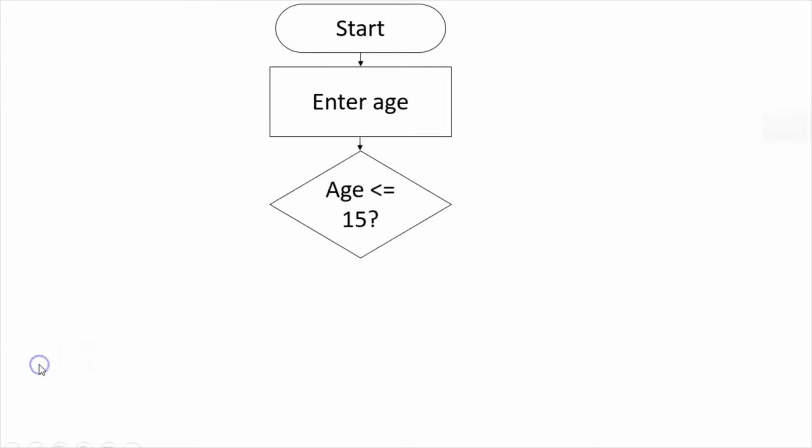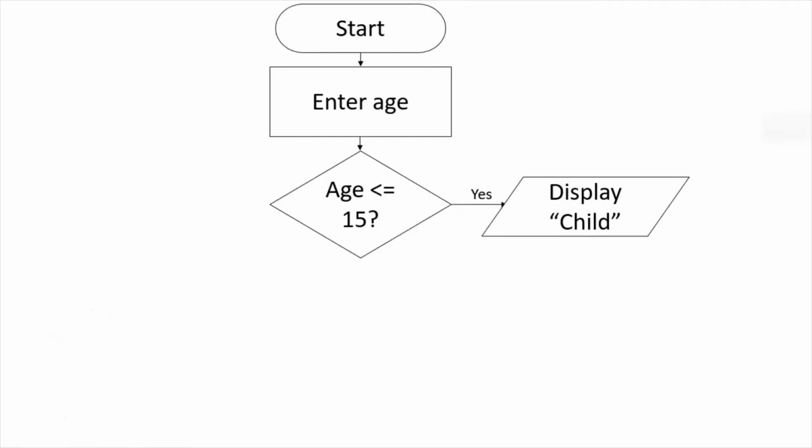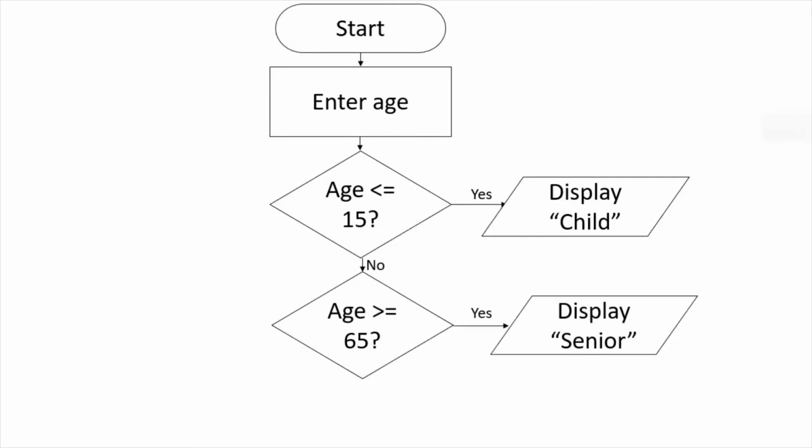Now, next one, I'm checking. First condition, age less than or equal to 15. Okay, that's my first check. And that needs to be a diamond. That is a decision. If yes, it's display child. If no, I'm asking, is that age greater than or equal to 65? If yes, display senior. If no, display full.